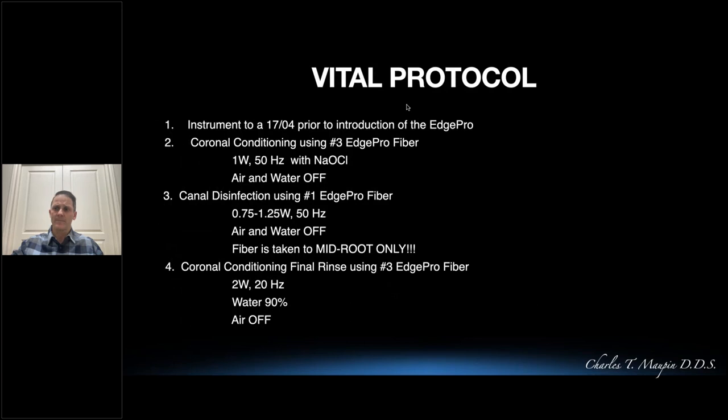Vital teeth protocol. What I like to do is remove the pulp tissue before I start any irrigation, particularly with hypochlorite. So instrument to a 17/04 prior to introduction of the EdgePRO. Then you're going to come in and we're going to do what I call the coronal conditioning step using, I like the number 3. I stock the number 1 17 millimeter and then the number 3 10 millimeter. Those are the only 2 tips that I stock. Simplifies everything and I can do everything I need to with those. But 1 watt, 50 hertz, hypochlorite, air and water are turned off.